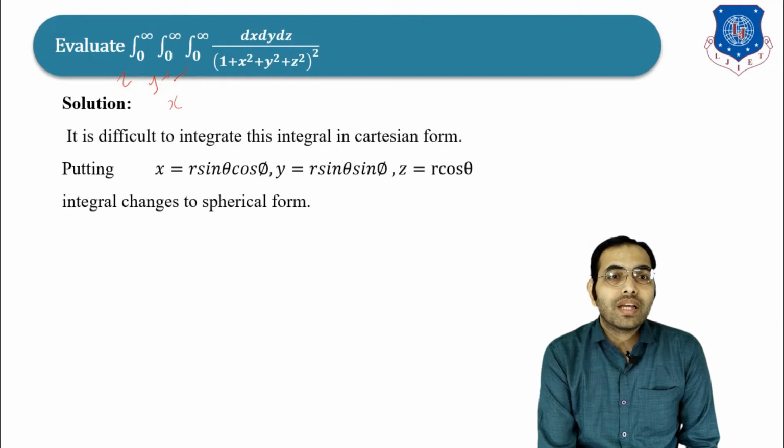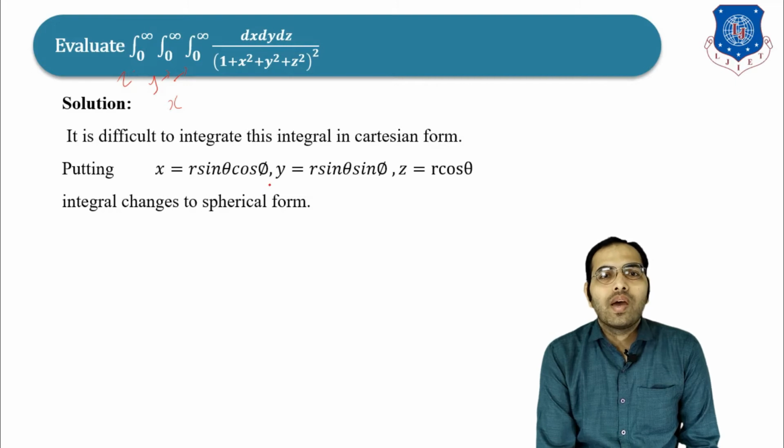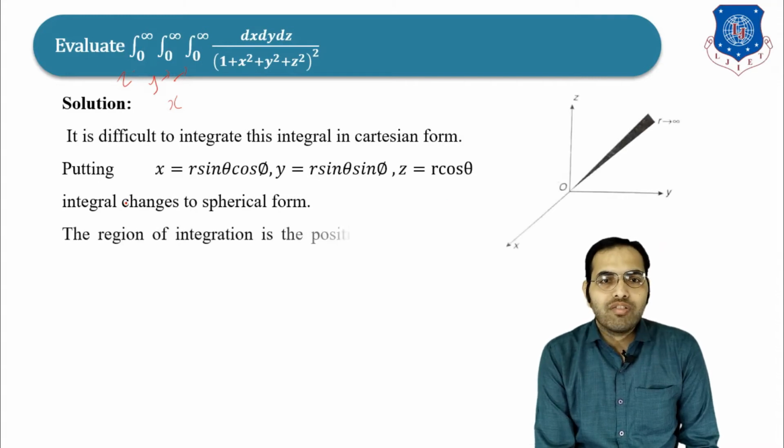For the conversion to spherical coordinates, the relation between Cartesian and spherical coordinate systems is x replaced by r sin theta cos phi, y equal to r sin theta sin phi and z equal to r cos theta, and the integral changes into the spherical form.